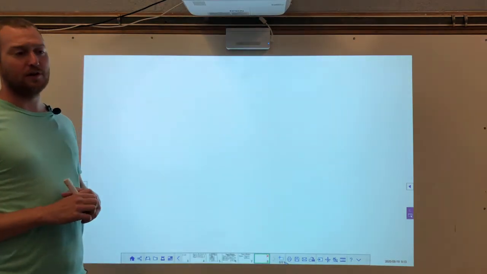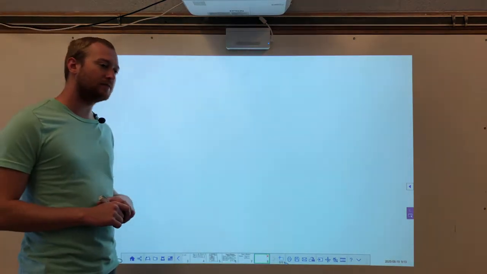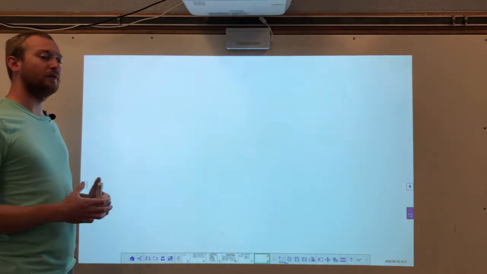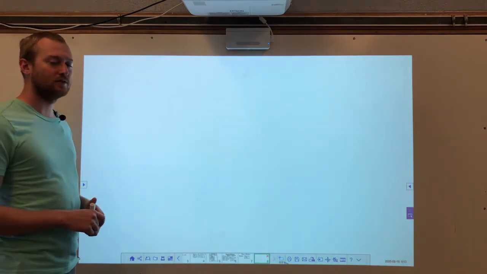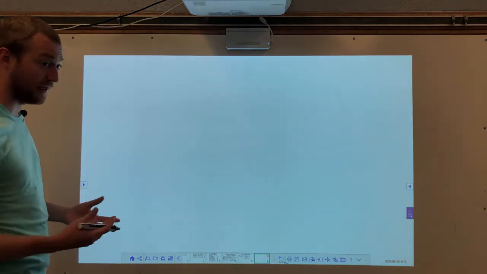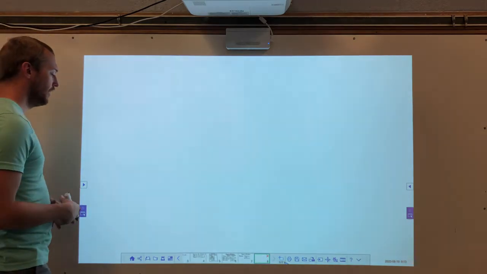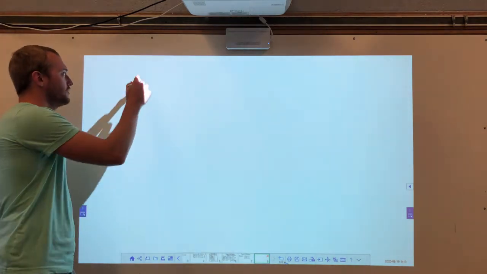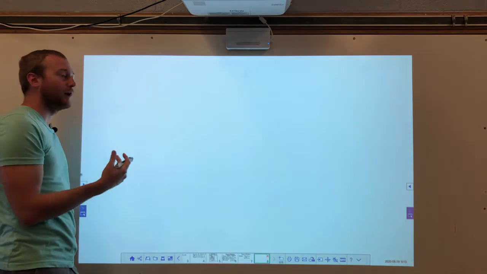Okay, let's do some examples of these properties. Instead of using variables, we'll actually use some real numbers, values. So just to show, I'll start with the commutative property.